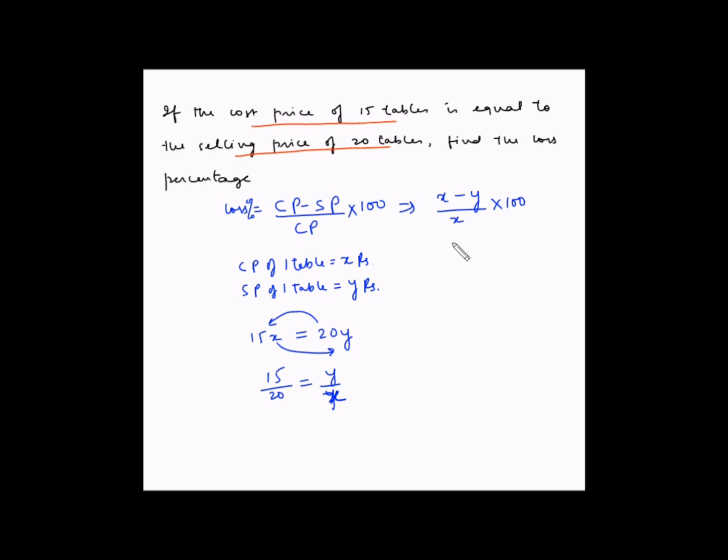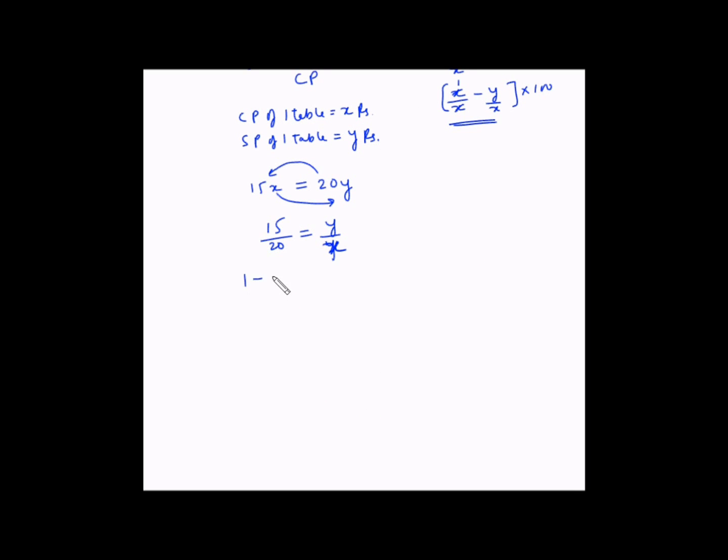Now here, if we divide each number by X, it becomes X by X minus Y by X, and this whole thing is multiplied by 100. So this becomes 1. So 1 minus Y by X. So we have to first bring this equation in terms of this expression. So it becomes 1 minus 15 by 20, or is equal to 1 minus Y by X. So this actually is 3 by 4 if we divide both the numbers by 5.